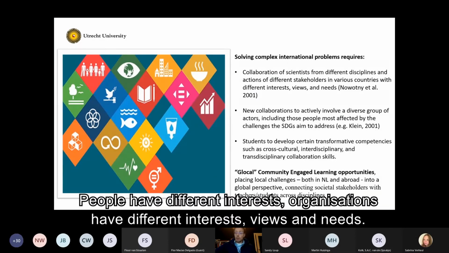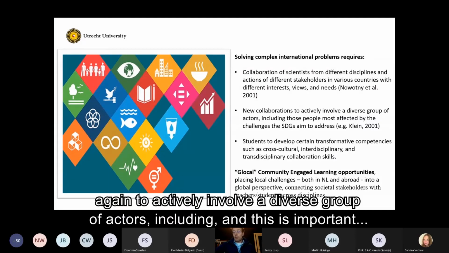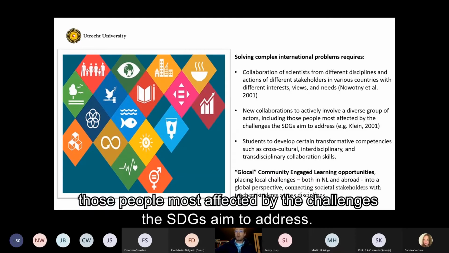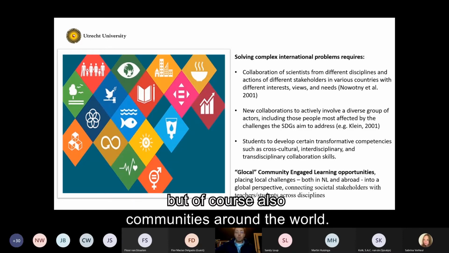People have different interests, organizations have different interests, views and needs. It also requires new collaborations, again, to actively involve a diverse group of actors, including, and this is important, those people most affected by the challenges the SDGs aim to address. And those are people locally in communities near our university, but of course also communities around the world.